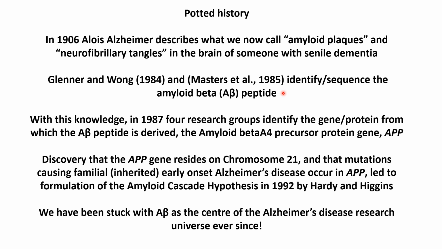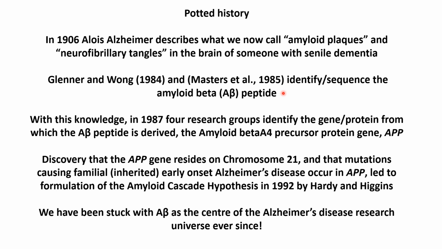Using this knowledge of the sequence, in 1987, 4 research groups identified the gene and therefore the protein from which the amyloid beta peptide is derived. And we now know that as the amyloid beta A4 precursor protein gene, APP, because the amyloid beta peptide is actually something that is cleaved out of a much larger protein, a precursor protein.